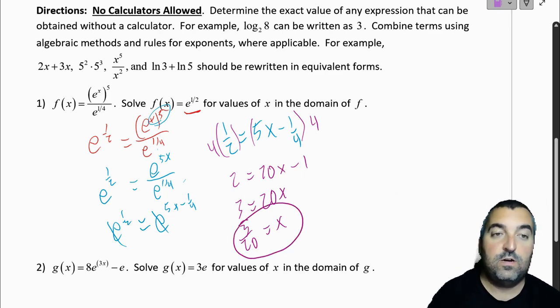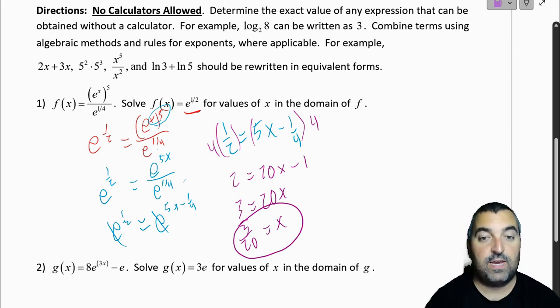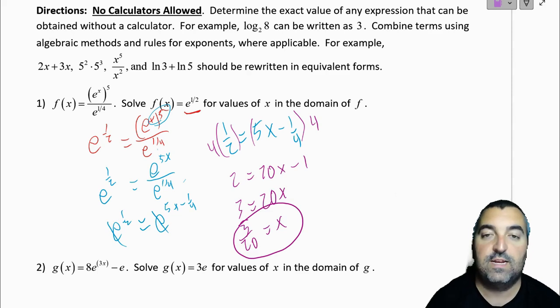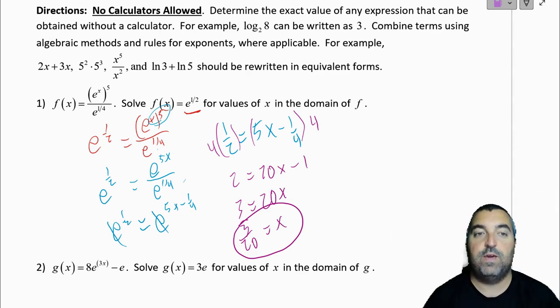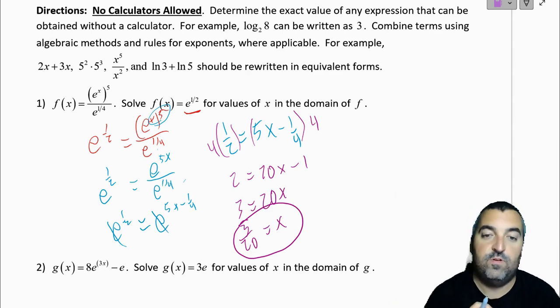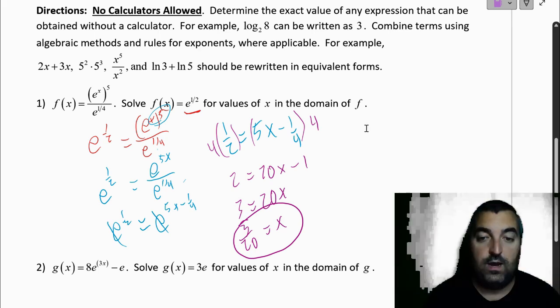If this was a log, you would have to substitute it back in just to make sure that what you got wasn't extraneous. That's why I gave you the hint of x in the domain of f. But for exponentials, the domains are all real numbers. 3 over 20 is indeed a real number. So there you go. And that's it for this one.